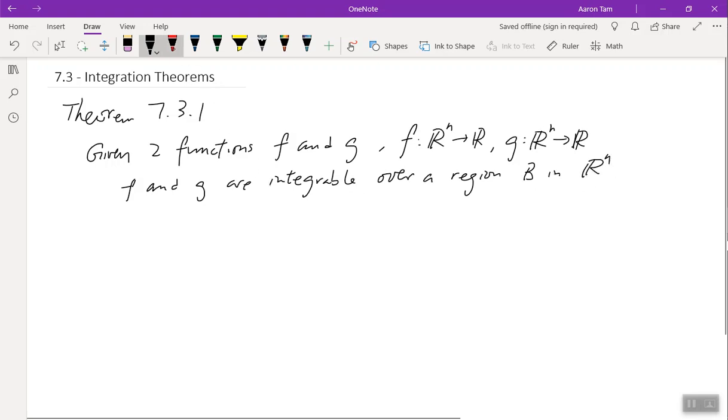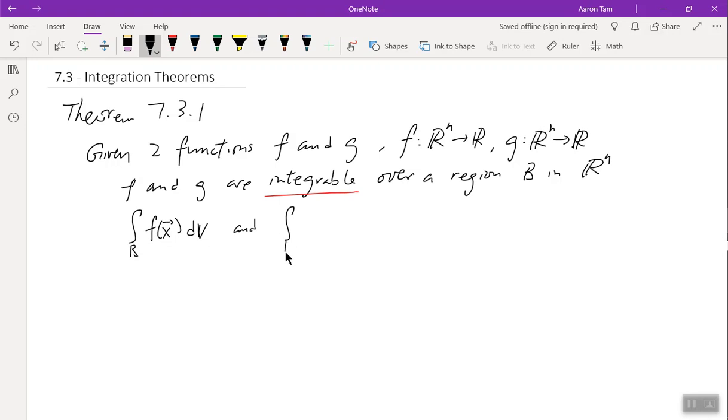Here's an interesting word that I want to point out. What does it mean by integratable? Integratable basically refers to a function where, when you integrate the function over the region B, the integral exists. So in this case, the integral over B of f of vector x dV, and the integral over B of g of vector x dV, both exist. If I know these two functions can be integrated over the region B, then what happens is the following.